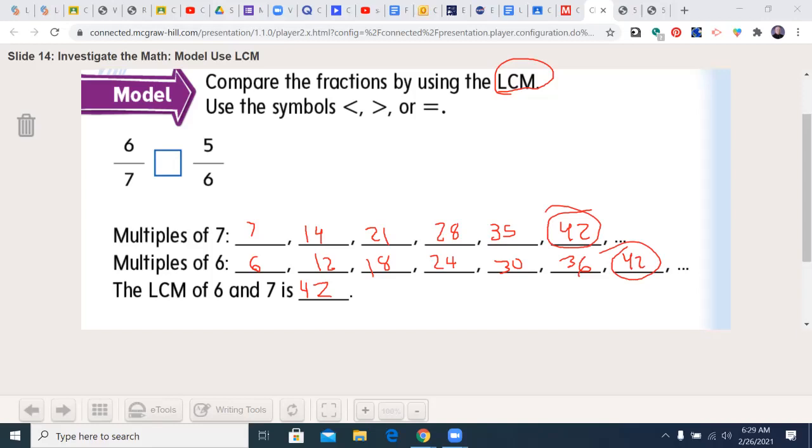So what do I do next? I need to turn these both into 42. I'm going to do it right on this slide. So I need to multiply. I'm going to draw that lovely one that the book does that I used to never be a fan of.